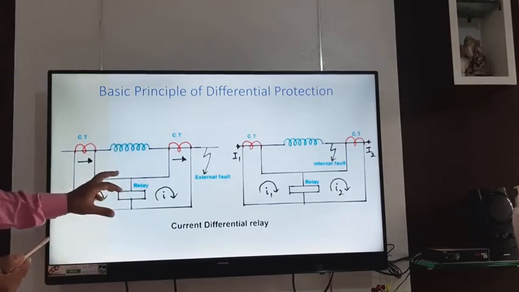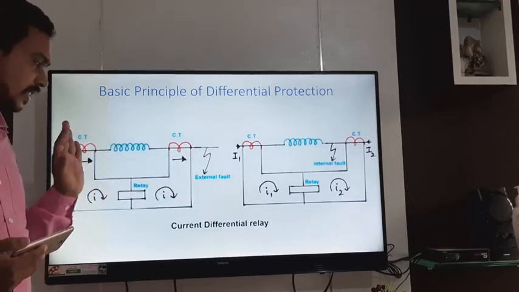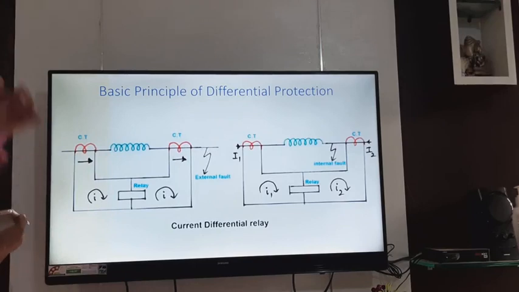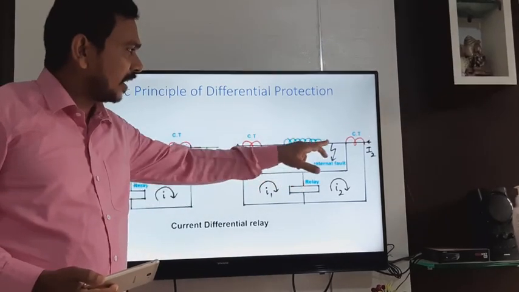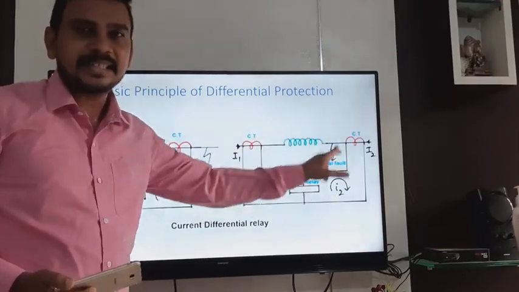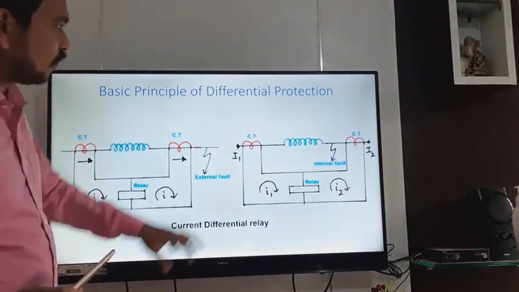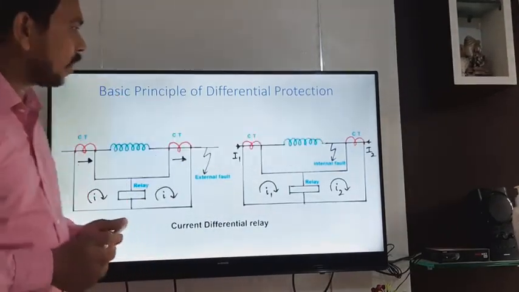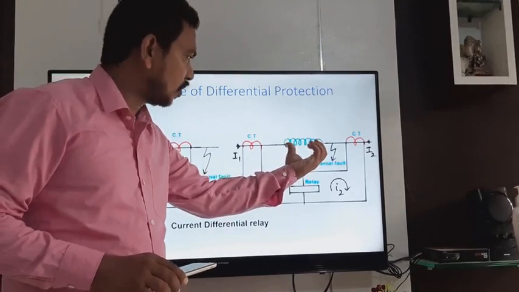Okay, so this is an external fault, or we can say a normal condition. Now when an internal fault occurs, the fault occurs in this protected zone. So this is the protected zone. As soon as the fault occurs in this protected zone, what happens?